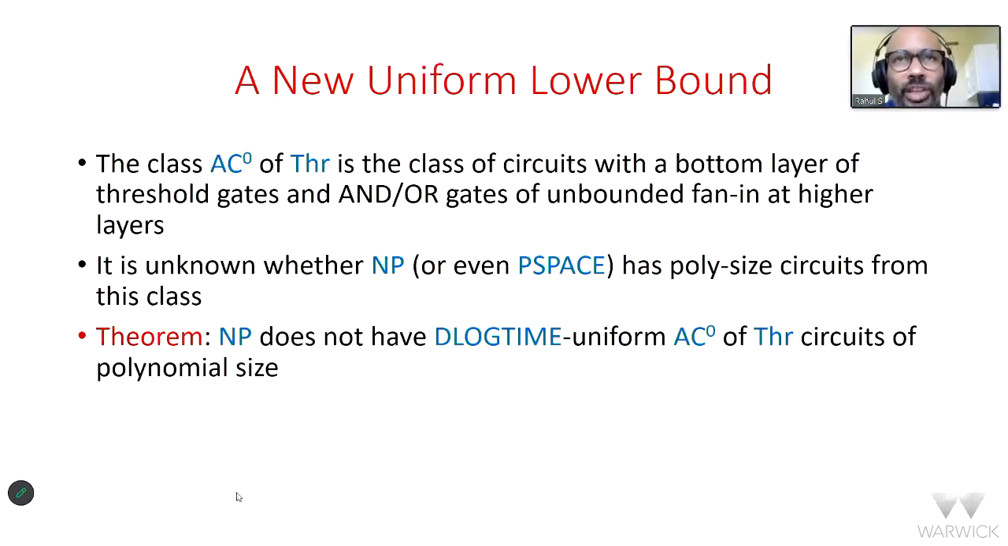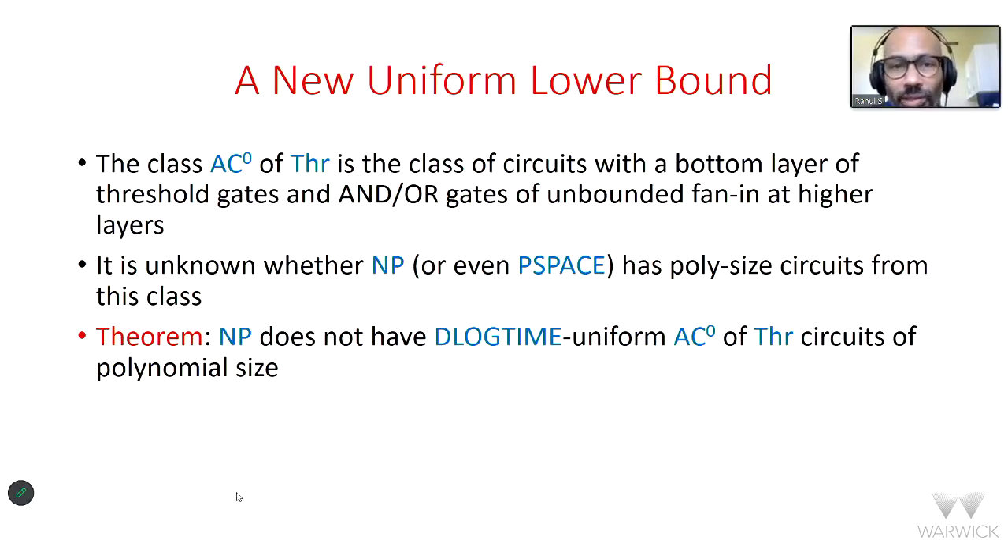And then we are also able to get a new lower bound that wasn't known before, and this is for the class AC0 of threshold. So constant depth circuits with a bottom layer of threshold gates, of arbitrary threshold gates. It's an open question whether NP or even PSPACE have polynomial size circuits for this class. So this is a lower bound that we don't know how to show. We know it for NEXP using Williams' algorithmic method, but we don't know it for NP or PSPACE.